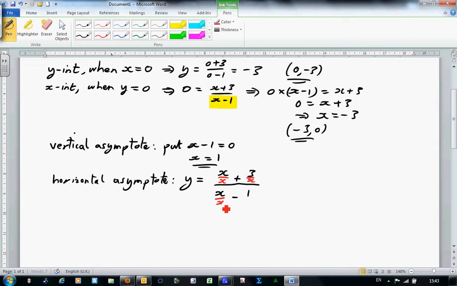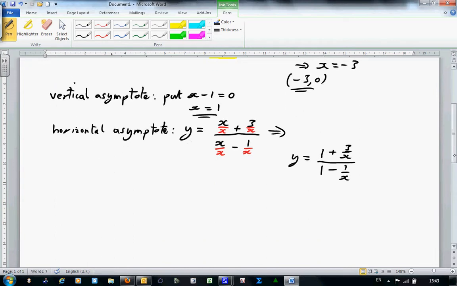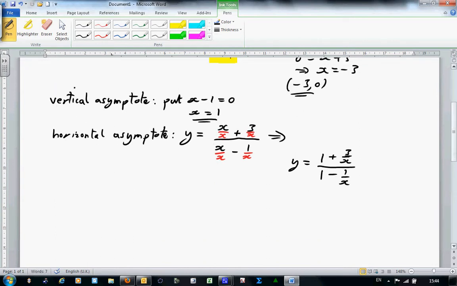And so we now have x divided by x is 1. So we've got 1 + 3/x. And then on the bottom, on the denominator, we've got x over x again, which is 1 - 1/x. Now, as I said, don't be worried about that too much. It looks messier. It looks worse than what it was. But what we're trying to do for the horizontal asymptote is look at the behavior of the graph far to the left and far to the right.